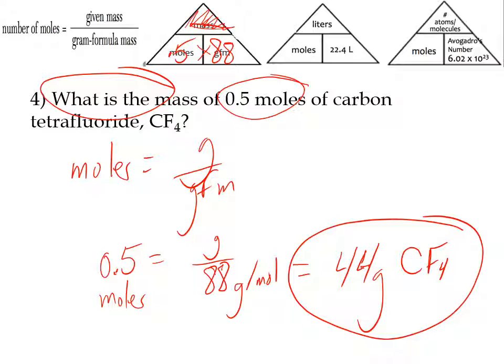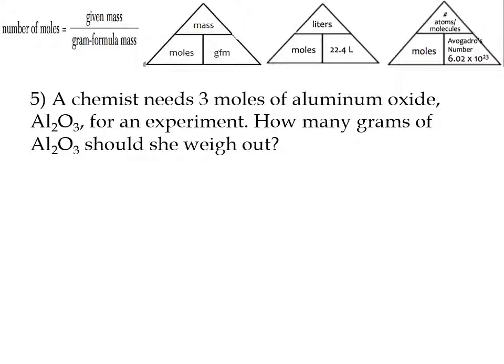You can plug these numbers in, double check your math if you have to, but 44 grams is equivalent to the 0.5 moles in the question. A little bit bigger of a question here just because the molecule is a little bit bigger, but the same process still. So we still have moles equals grams over gram formula mass. Let's see what the question actually tells us.